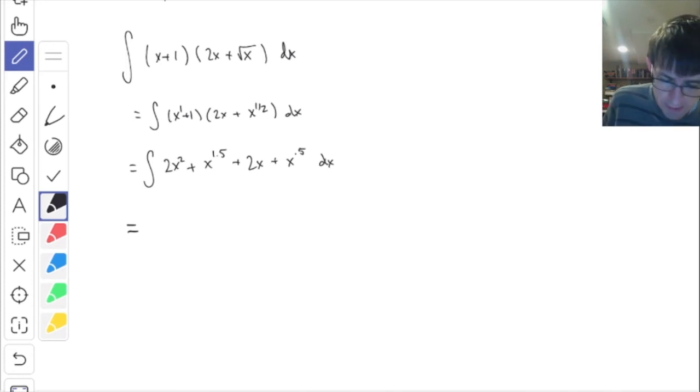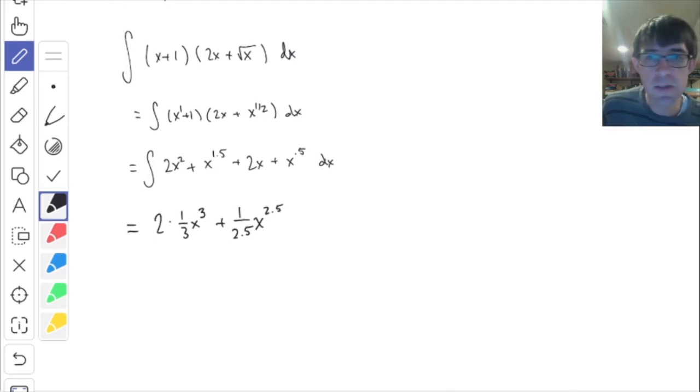2x squared becomes 2 times 1/3 x to the 3, plus x to the 1.5. You increase the power by 1, remember, which means it becomes x to the 2.5, and then you divide in front by that same power: 1 over 2.5 x to the 2.5. 2x becomes x squared, right?